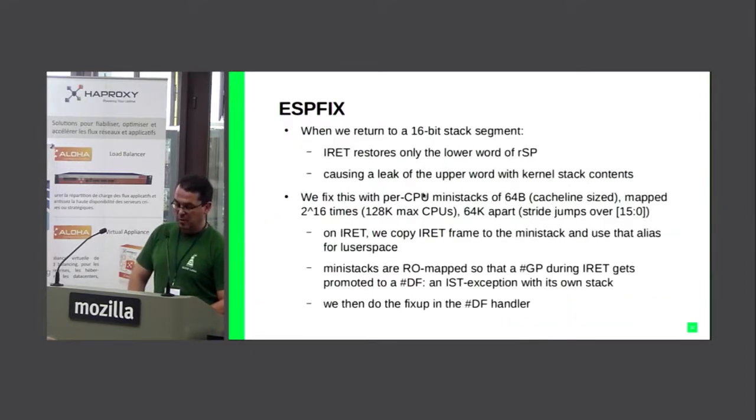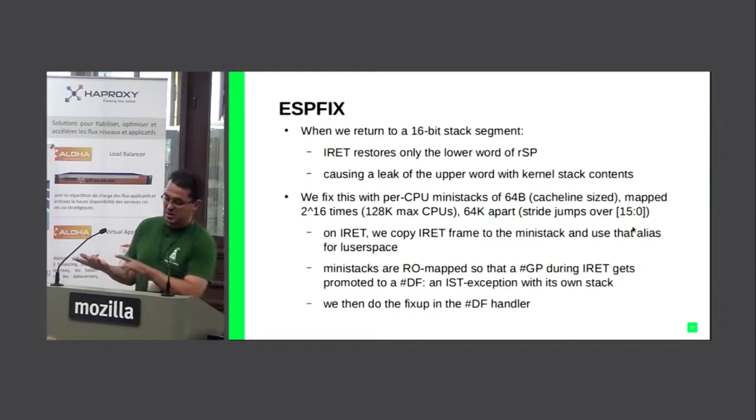And how we fix that, we have per CPU mini stacks, and they are very small, like only 64 bytes, just one cache line. And they are mapped 128,000 times, so you can support 120K max CPU, so we are prepared. And they're mapped 64K apart, so that there's a stripe that jumps over the bits that get leaked.